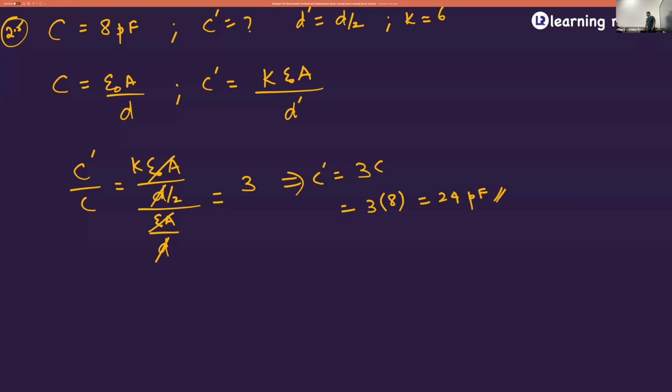I hope it is clear. Where? No, it is 6 by 2, no? K is 6, no? Oh, the 2 is going up. Okay, okay. Then it should be 12, no? It should be 12 then. So 12 means 12 times this value. So 12 into 8 is going to be 96. So it is going to become 96 picofarad.